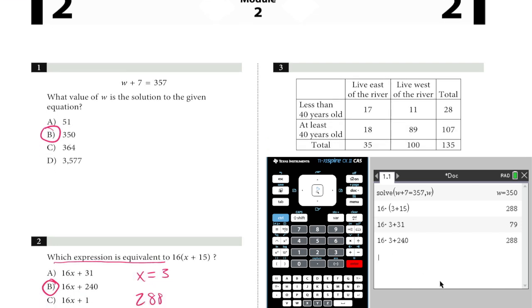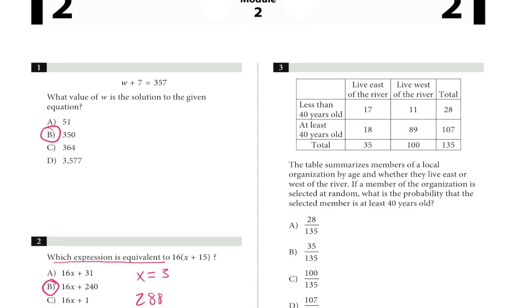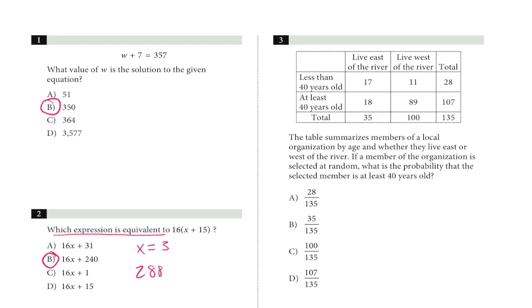All right, number 3. So it says the table summarizes members of a local organization by age and whether they live east or west of the river. If a member of the organization is selected at random, what is the probability that the selected member is at least 40 years old? So for this one, we're not doing any subcategory. We're picking from everybody here. So the bottom number is just going to be the total number, which is 135.